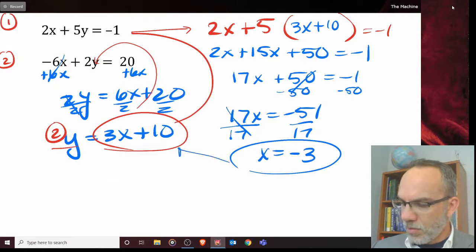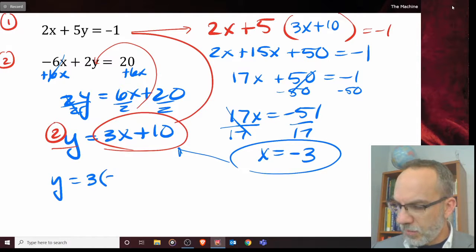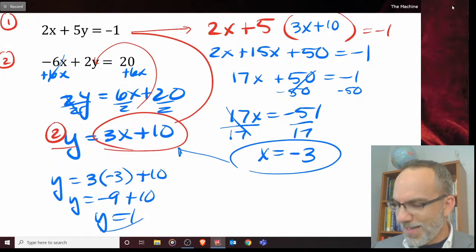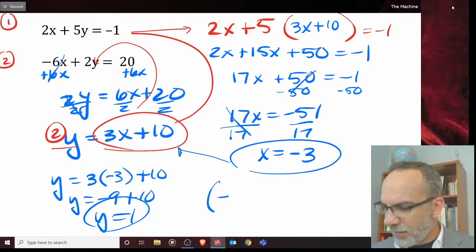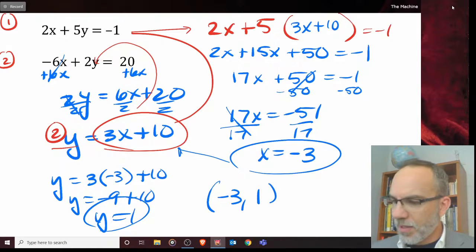So I would come over here and go, all right, so y then is equal to 3 times -3 plus 10. So y is equal to -9 plus 10. Y is equal to 1. Now I finally put them all together. -3, comma 1. There's my solution to the system.